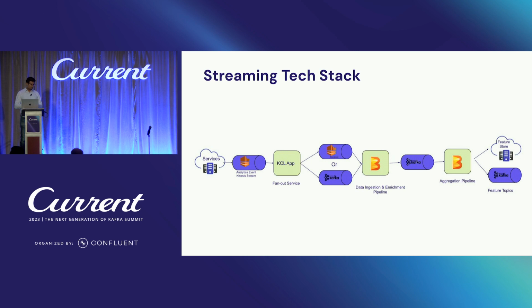Then you can have a data ingestion and enrichment pipeline, which further processes that raw data and passes it on to another Kafka topic. And at the very end, you have the aggregation pipeline or other business-specific pipelines, which further process the data and pass it on to either the feature store or a Kafka topic. You might be wondering that there is a kind of hybrid over here.